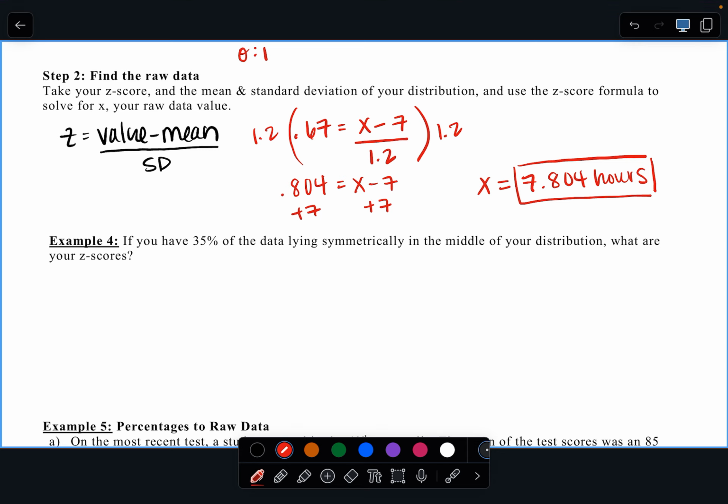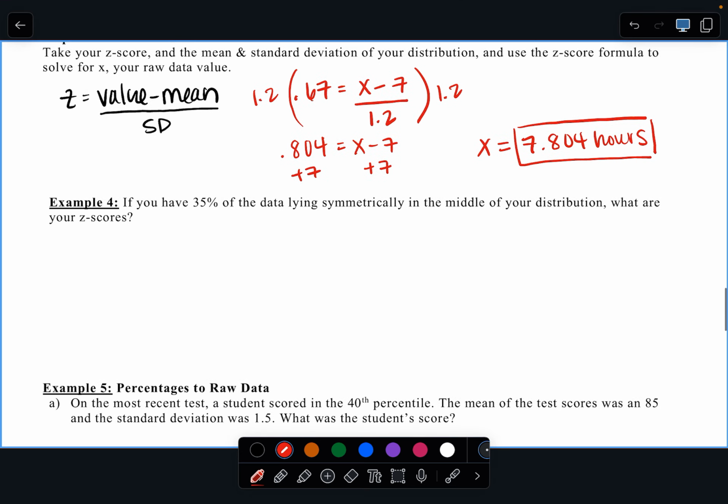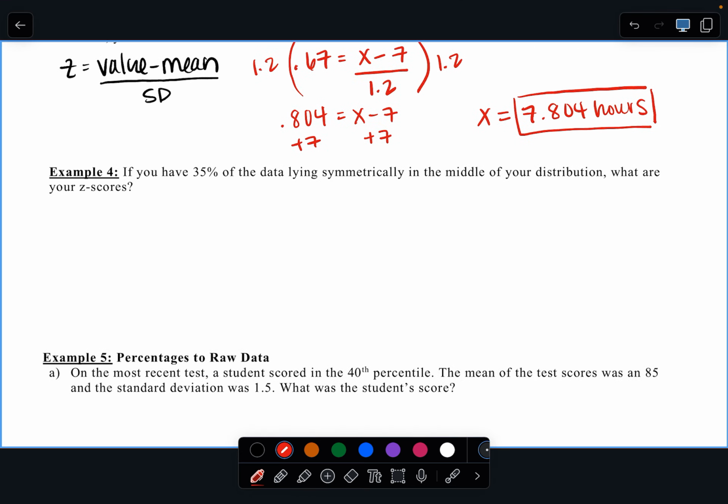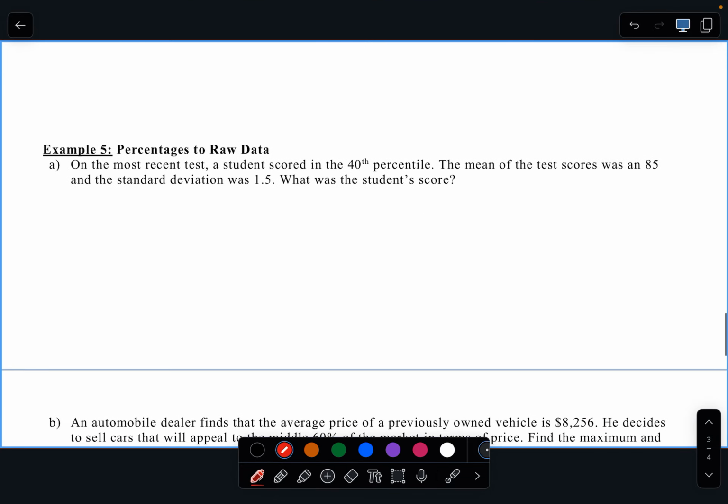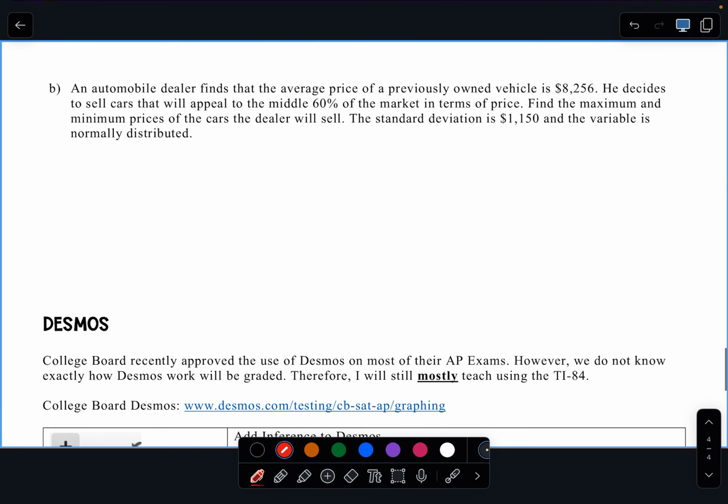For the next question, I'm trying to decide which ones I did in the other classes. I think I skipped 4 and 5, so I'm going to skip 4 and 5, and we're going to jump all the way down to part B. I only skip these because it's just different variations of the thing we are currently doing, and if you get it, it gets to be long if we're doing the same thing over and over again.